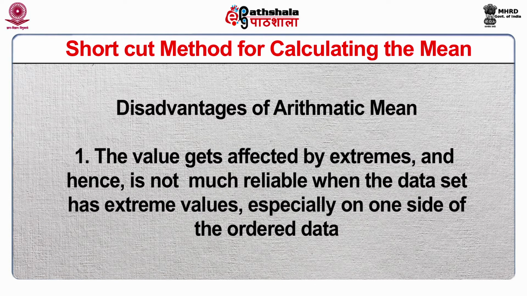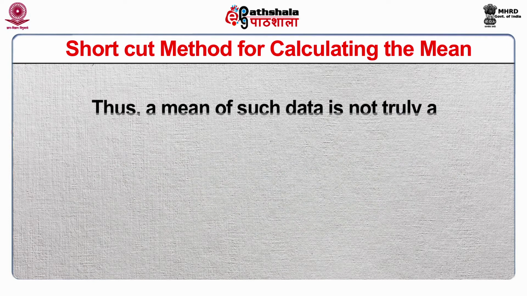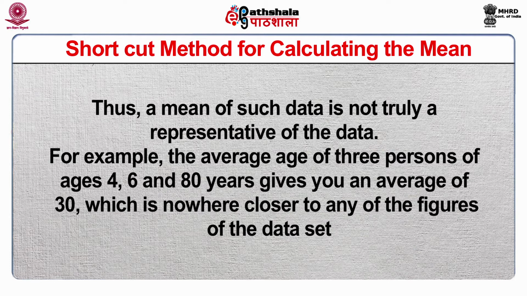These are: firstly, the value gets affected by the extremes and hence is not much reliable when the data set has extreme values, especially on one side of the ordered data. Thus, a mean of such data is not truly a representative of the data. For example, the average age of three persons of ages 4, 6 and 80 years gives you an average of 30 years, which is nowhere closer to any of the figures of the complete data set.